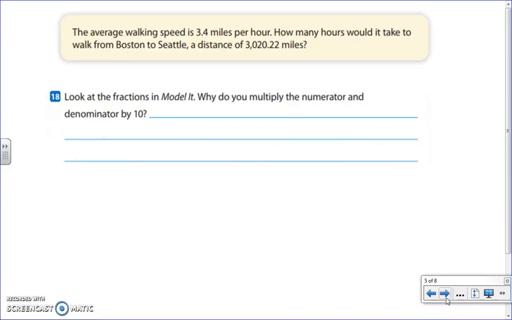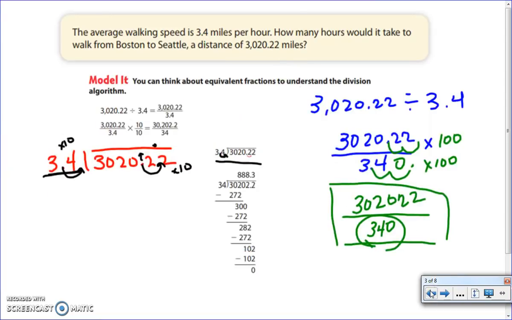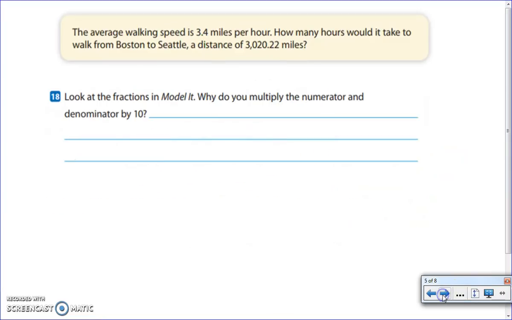When we look at the fractions, why do we multiply the numerator and denominator by 10? Well, I'll show you here. We multiply only by 10 because really it's the divisor that we want to have no decimals in. That's the most important one, okay? The denominator, known as the divisor. So that's why we're doing that. We don't want any decimals in our divisor.